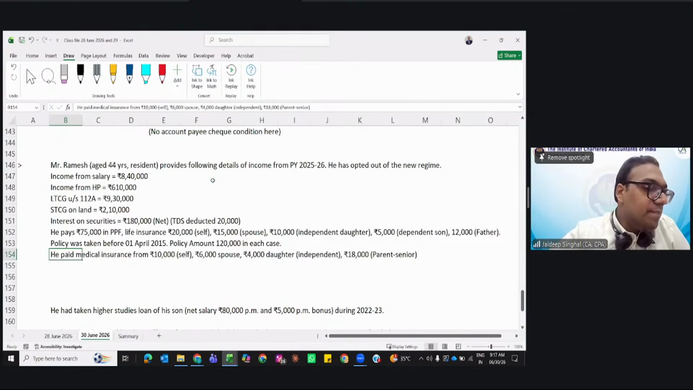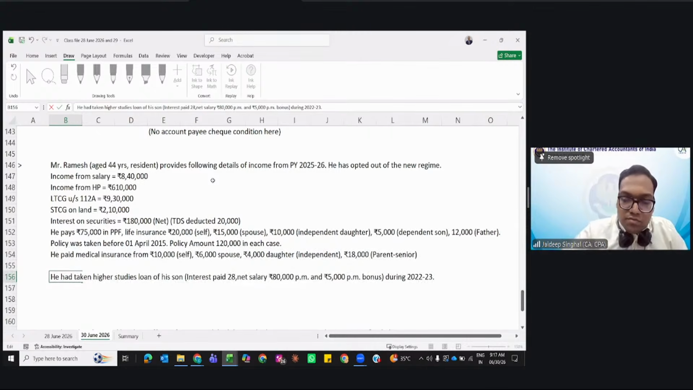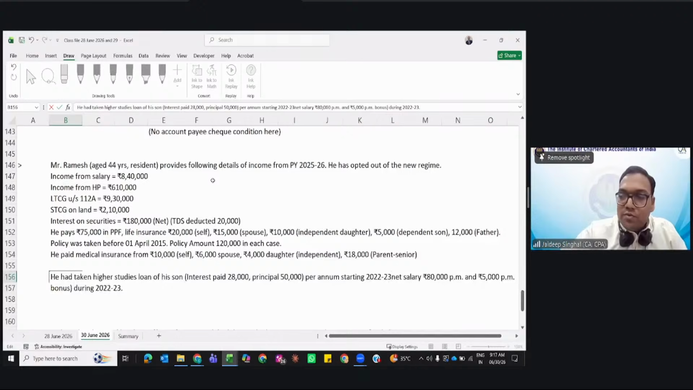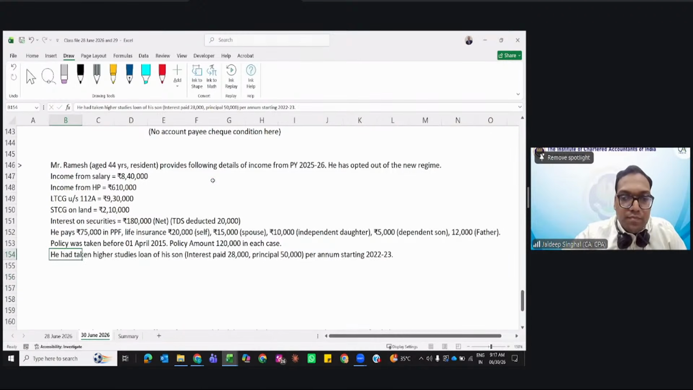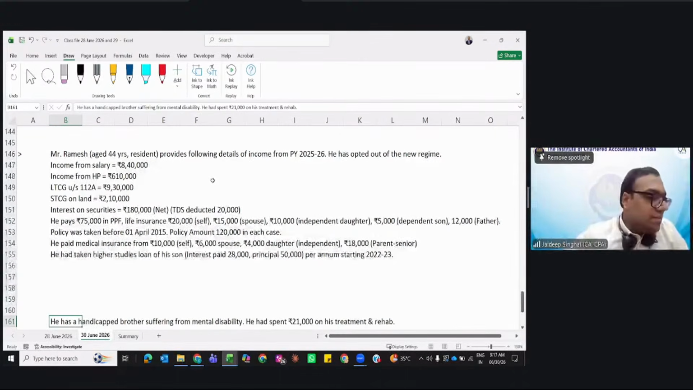This is for 80D. Now he has taken a higher studies loan for his son. Higher studies loan is in which section? Sorry, there were some typos here, I'm just correcting it. Interest paid is 50,000, 28,000, and principal paid is 50,000 per annum starting 2022-23. You will take 80E deduction here.